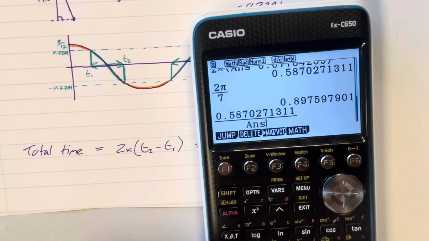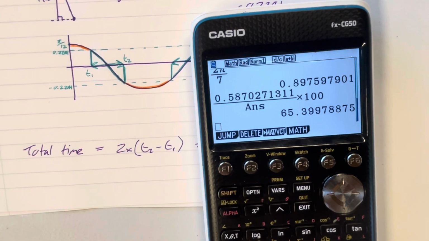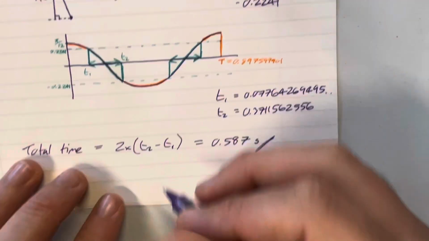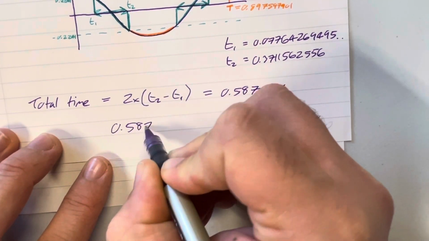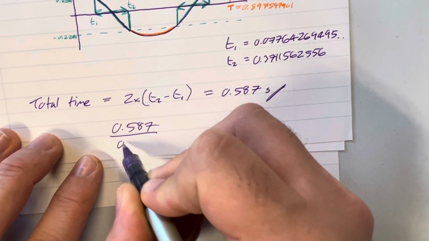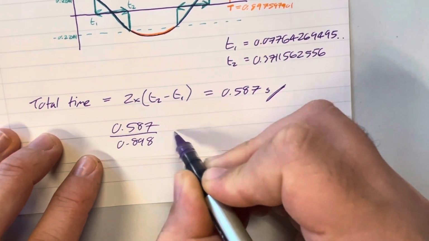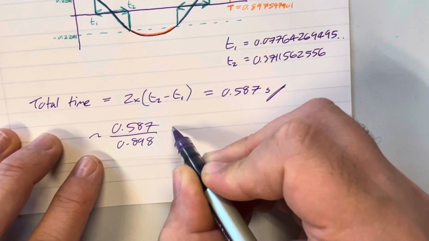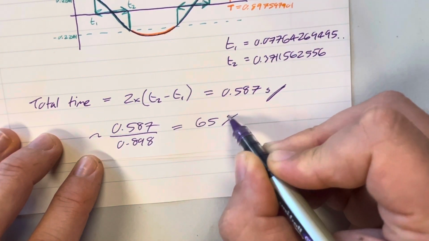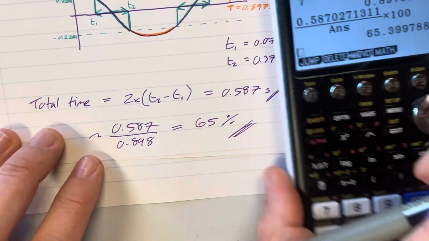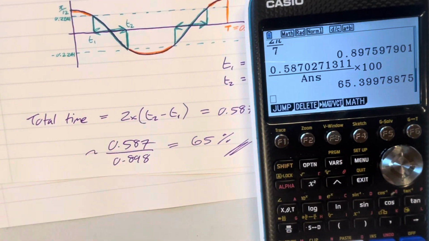0.587027131 divided by the answer times 100 is 65.4%. So I'm going to write that as a calculation as 0.587 divided by 0.898, roughly that, and it comes out to be 65.399. I'm going to write 65% to the nearest percentage. Okay, 65%.